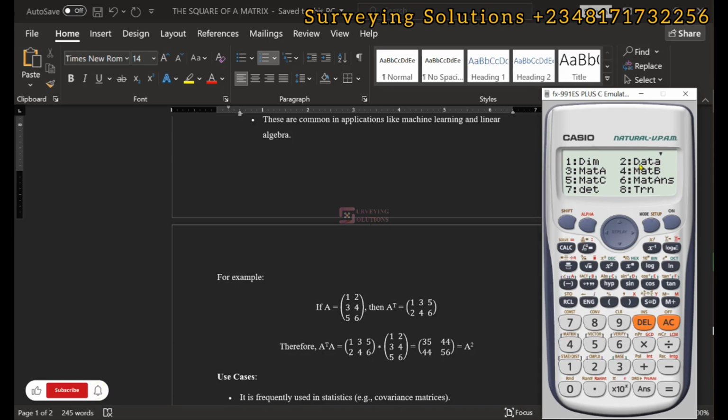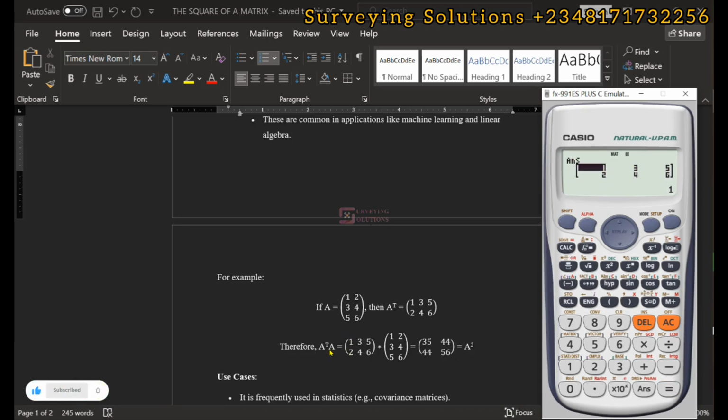Good. The next thing is, let's come to transpose. So we click on transpose and then we still come back to matrix, and then this time around we select 3 because we want to transpose matrix A, right? Good. Then we click on equal to. So now it has been transposed. Are we together?